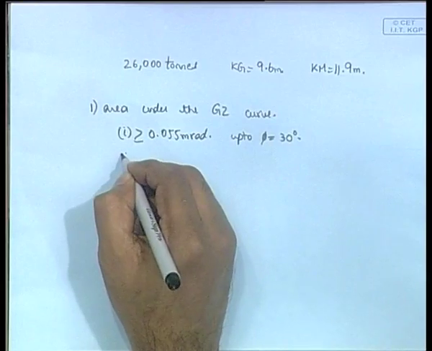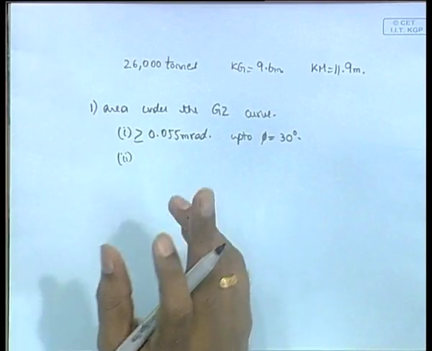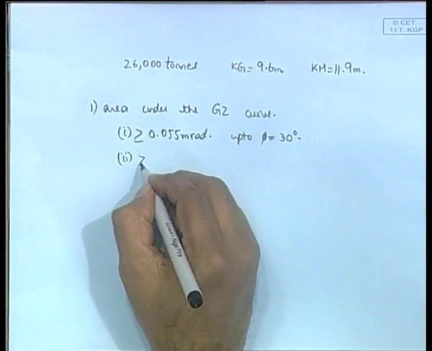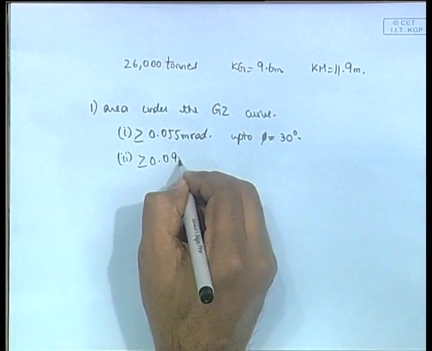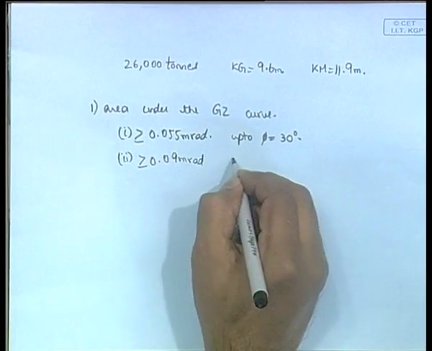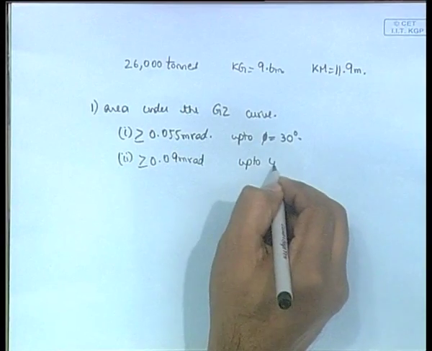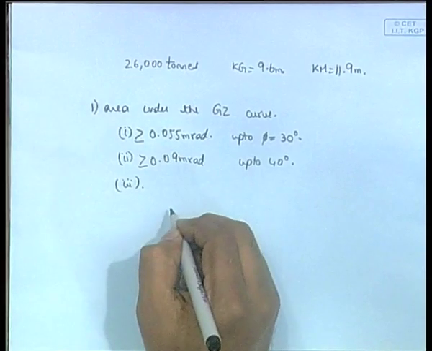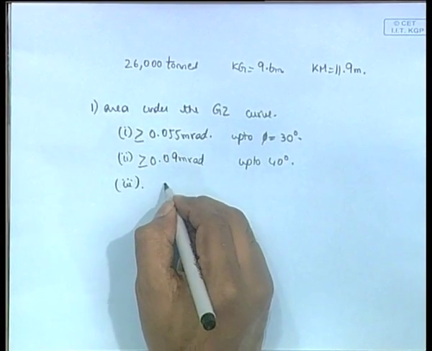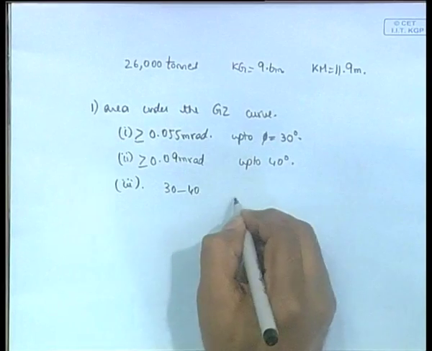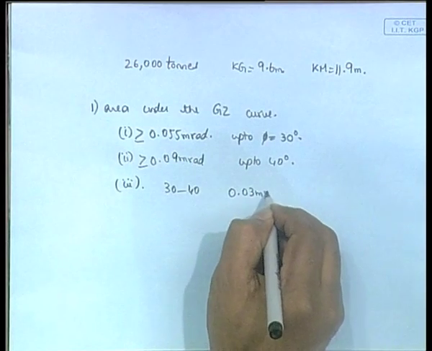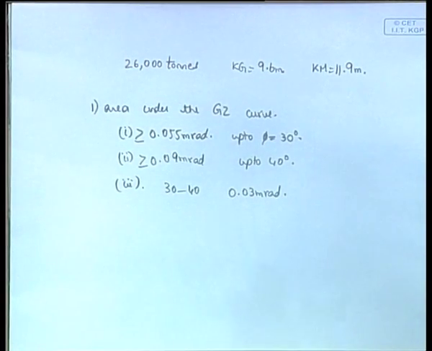This is very important, and in fact, there are two more very important ones. It should be greater than or equal to 0.09 meter radians up to 40 degrees. This also is very important. Then the third one is that between 30 to 40 degrees, you should have an area of 0.03 meter radians. These are three rules that you definitely have to remember.